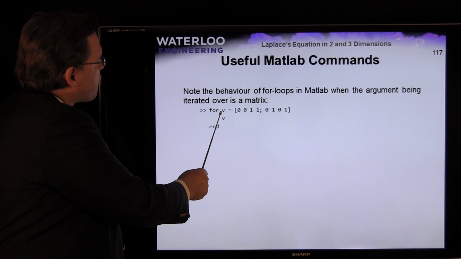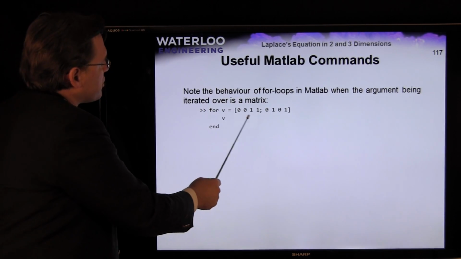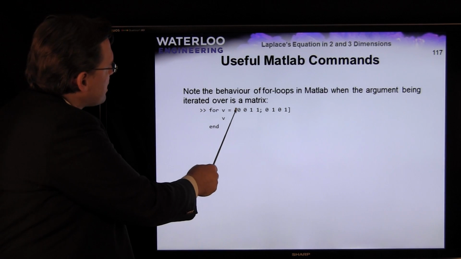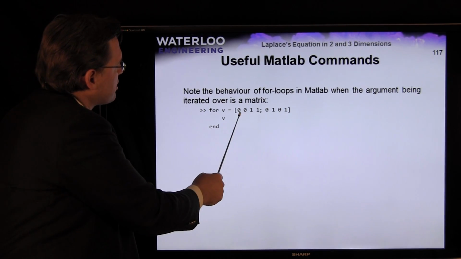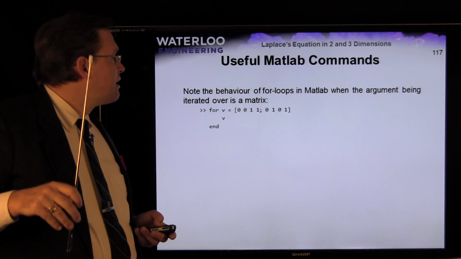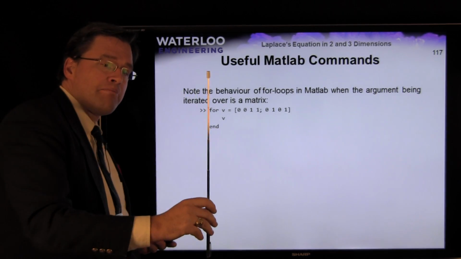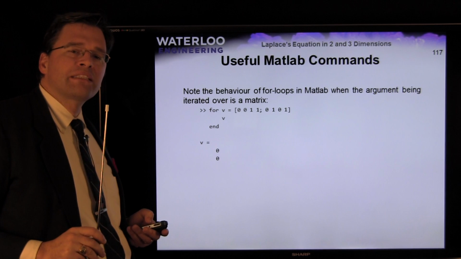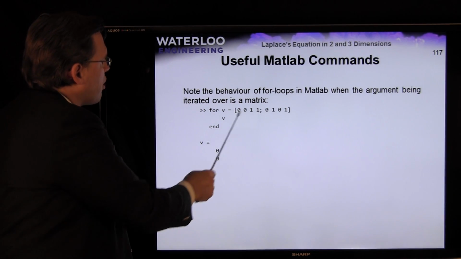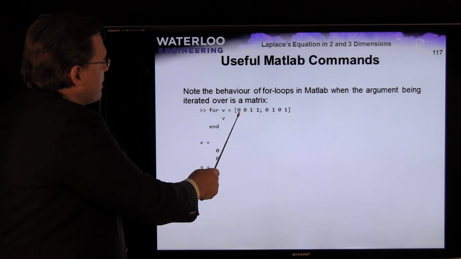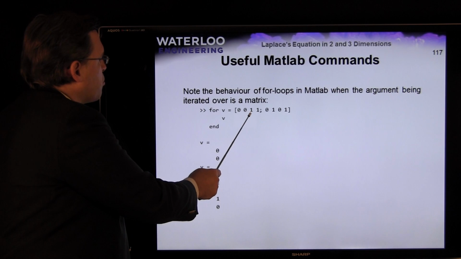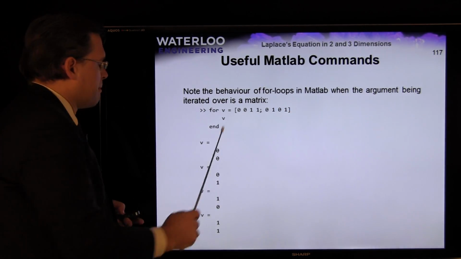What happens if you have a for loop, but rather than having a vector, what happens if you have a matrix? Well, notice that this is a 2 by 4 matrix, and what Matlab does is it doesn't go through every entry of the matrix. Instead, it passes back columns. So, first time, I get the first column, 0, 0. Second time it iterates through, V is assigned 0, 1. Then it's assigned 1, 0, and 1, 1.